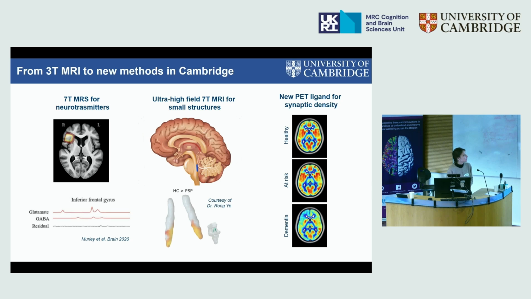In particular, in the last few years, we started to look at 7T MRS for neurotransmitters. There is Michelle, who is doing a PhD on that. And there is also ultra-high field 7T MRI for small structures, like the locus coeruleus. But we also started using a new PET ligand for synaptic density that I will explain a bit more.